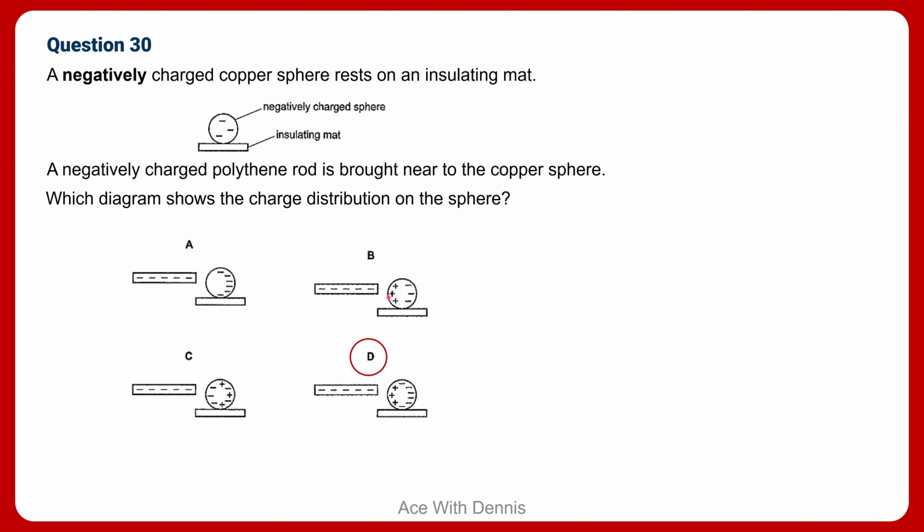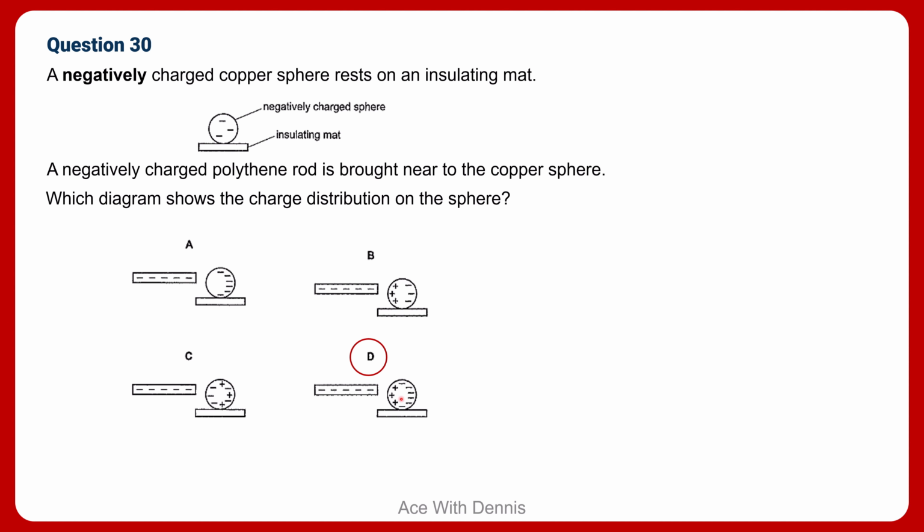Okay, now for B, even though as we can see the negative charges are repelled to another side, the number of negative charges is the same as before the rod is placed near the sphere. So they should have more negative charges because some negative charges are repelled from the left hand side. For C, this is not possible because the negative charges are not repelled by the negatively charged polythene rod. We know that like charges repel. Okay, only option D is correct.